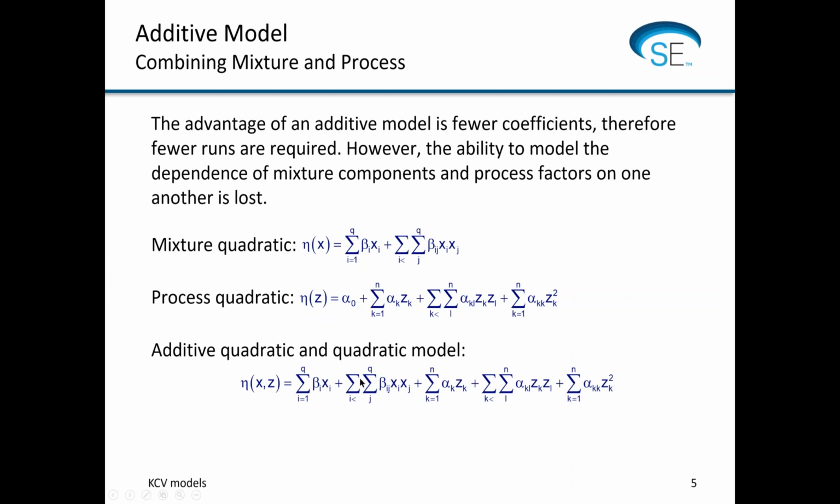So we just take the mixture part and we add to that the process part. Remember, this intercept is already present, embedded in the linear part of the mixture, so that just makes a correction to that term. It's not a new term. So you just add these together.